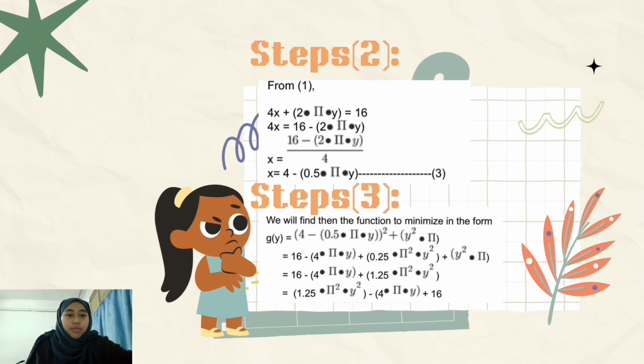Hi, my name is Munirah. I will continue the explanation for step 3. In step 3, we will find the function to minimize in the form of g(y), which is (4 minus 0.5 pi y) squared plus y squared pi. So we will get 1.25 pi squared y squared minus 4 pi y plus 16.